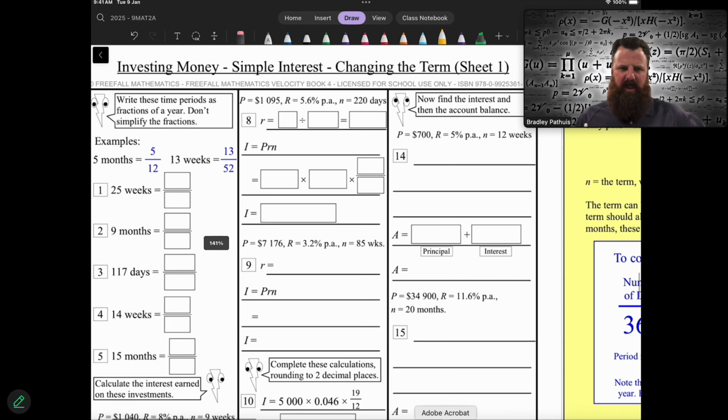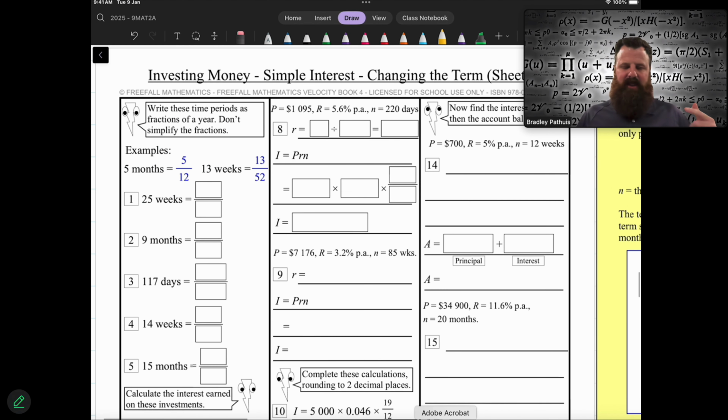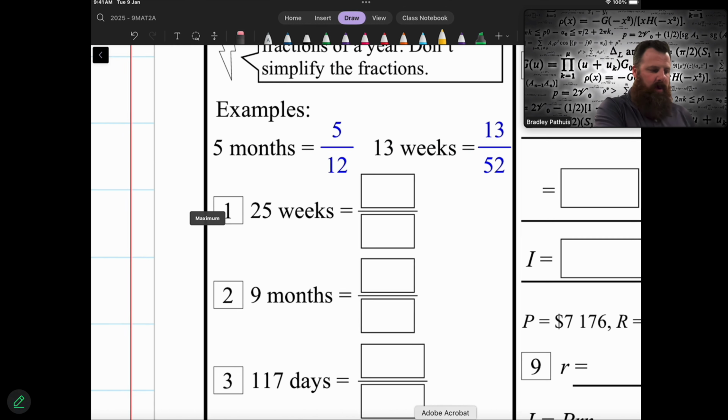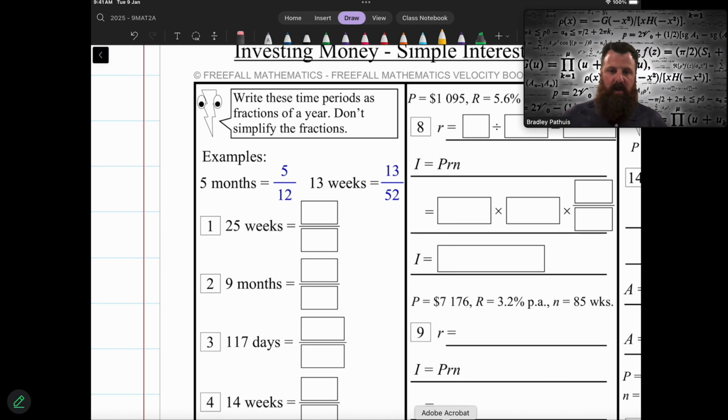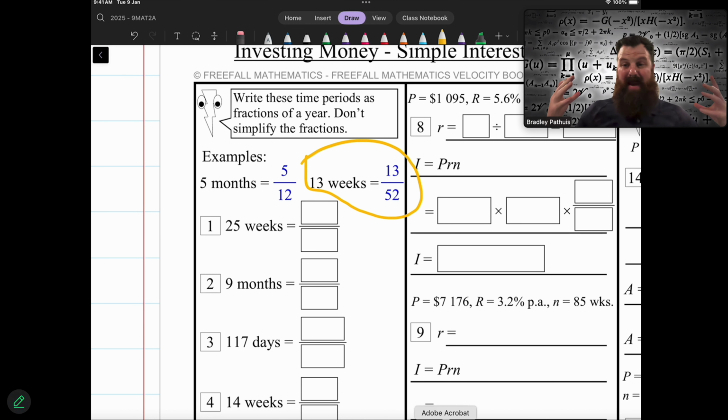The final worksheet that you're going to do is asking you to convert different time periods to years. So 25 weeks, well, we'll use this example here. 13 weeks, to make it 1 year, I'm just writing it as 13 over 52. To make months into years, my denominator is just becoming 12.